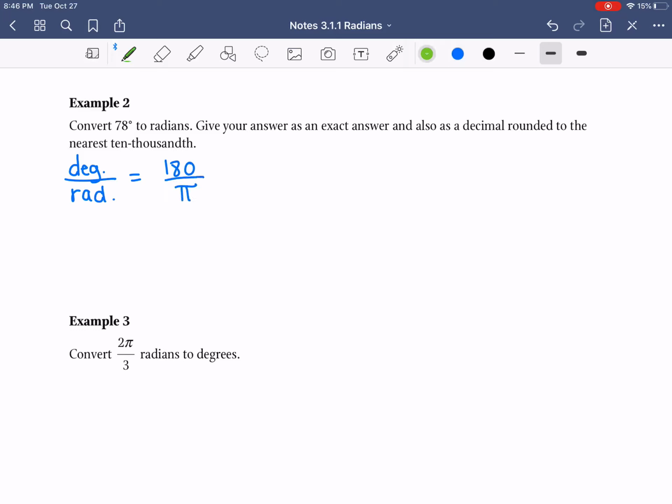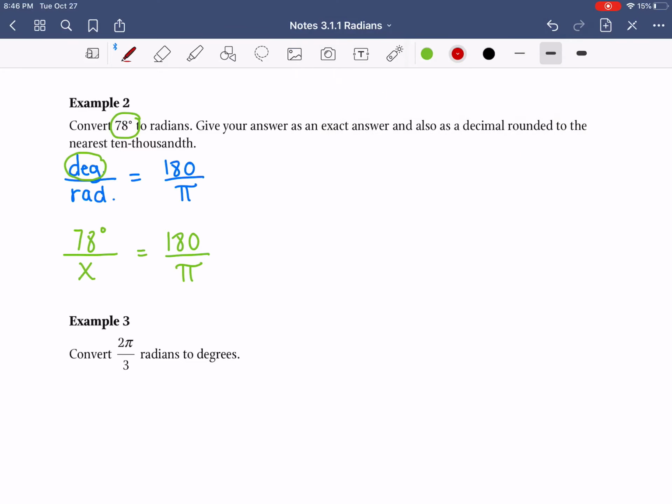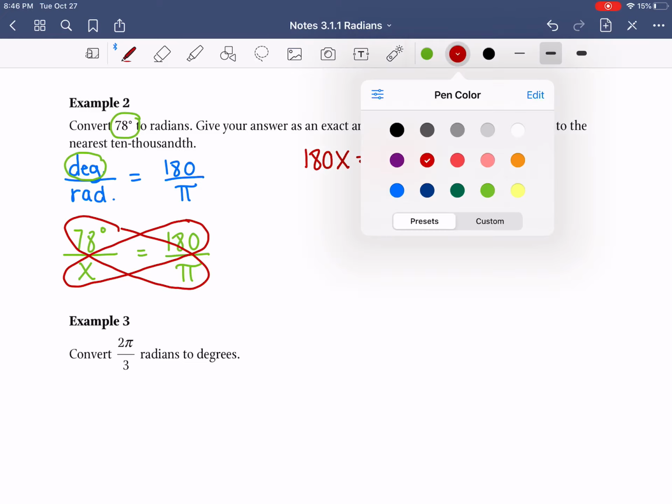So we are given 78 degrees. So that's what we're going to plug in here. We're going to plug in 78 degrees over, we're trying to find radians, so that's our x, equals 180 over pi. So you're given degrees, that's the one you plug in, x is what you're trying to find, which is radians. And then we're going to cross multiply. I'm just going to start with x, so the x is on the left. X times 180 is just 180x. 78 times pi is 78 pi, and you set them equal to each other. And then you're going to solve for x.